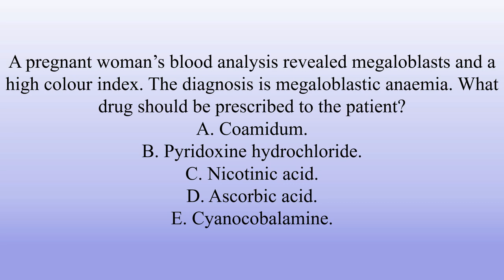A pregnant woman's blood analysis revealed megaloblasts and a high color index. The diagnosis is megaloblastic anemia. What drug should be prescribed to the patient? As this woman's blood analysis revealed megaloblasts and a high color index and the diagnosis is megaloblastic anemia, you need to find the drug for the treatment of megaloblastic anemia. Of course, it is cyanocobalamin.